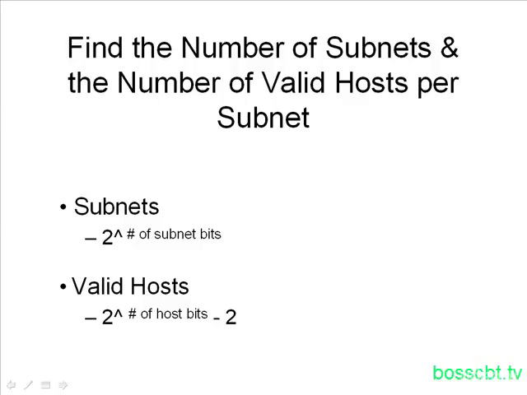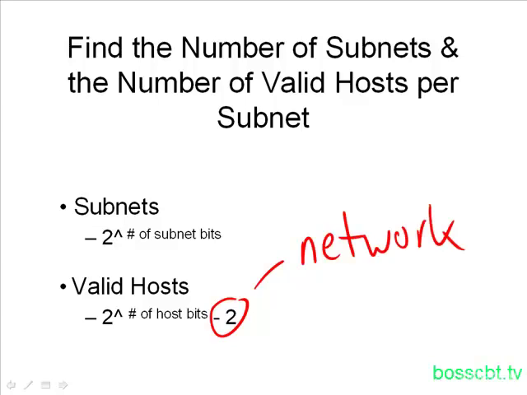And we're subtracting the minus 2 at the end here, if you remember, because we have the network number that we don't assign, and we have the broadcast address, which does not get assigned to one single host. So when we say valid hosts, we really do mean the IP addresses in a subnet that we can actually allocate to endpoints, like a computer or a router. Alright, so let's run through a few examples.